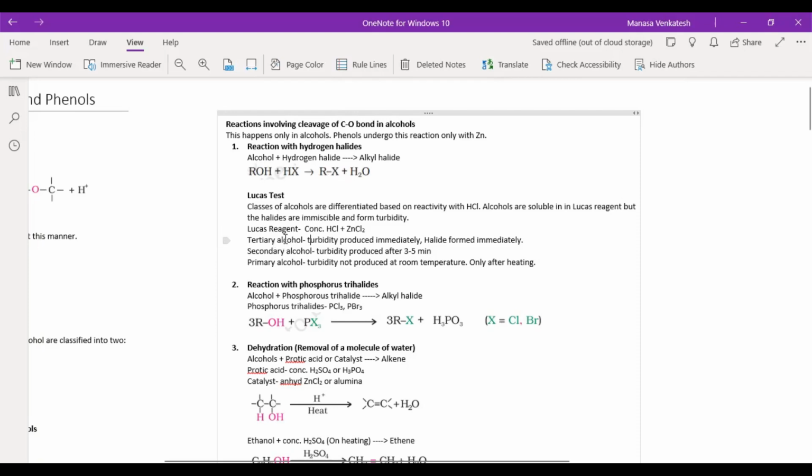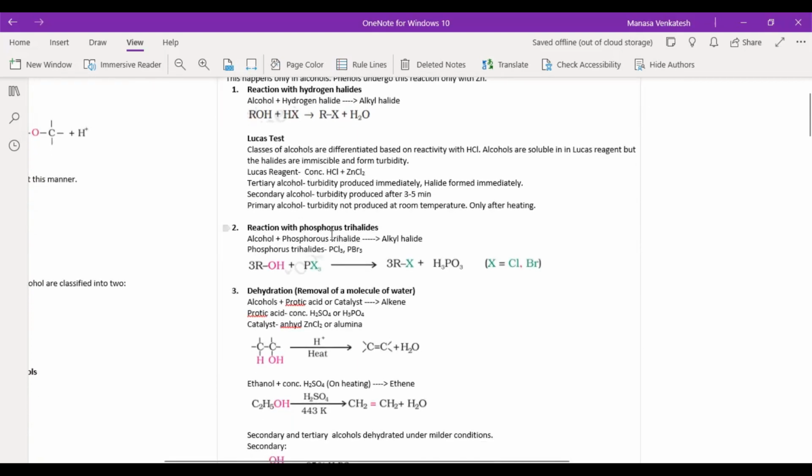With tertiary alcohols, the precipitate or the turbidity is formed almost instantaneously. In secondary, it takes like 2 to 3 minutes, or 3 to 5 minutes rather. And in case of primary alcohols, you observe turbidity only when the mixture is heated. And this is how we differentiate between a primary alcohol, a secondary, and a tertiary alcohol.